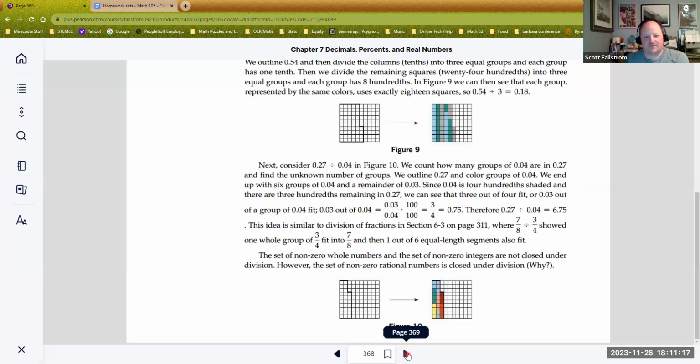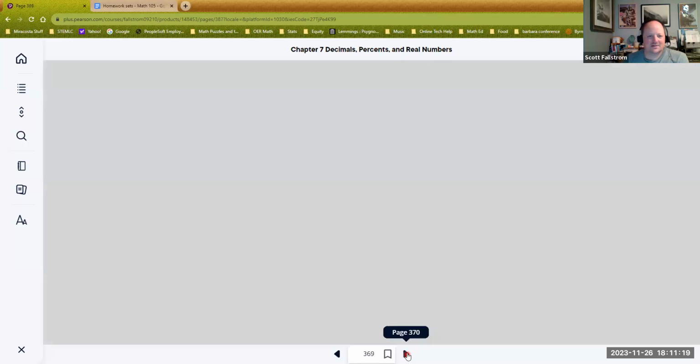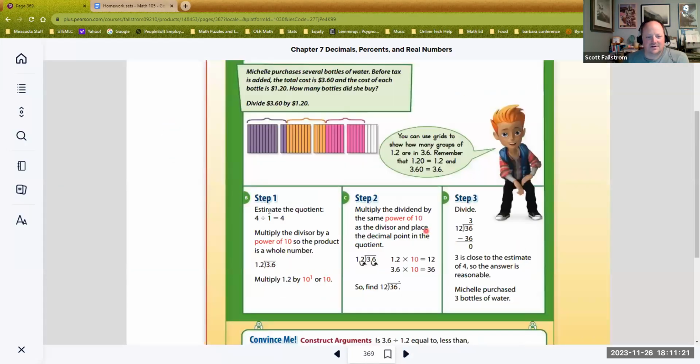Let's take a look at kind of options. So they say up here, before taxes on the total cost of 3.60, the cost of each bottle is 1.20. How many bottles did she buy? So divide 3.60 by 1.20. So again, making these groups out of the kind of fraction strips.